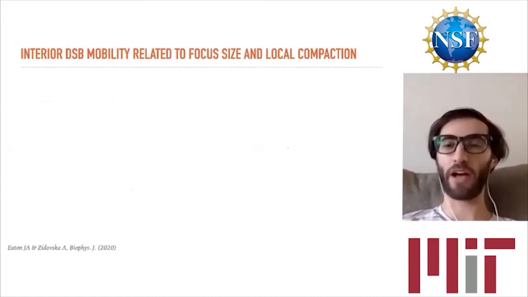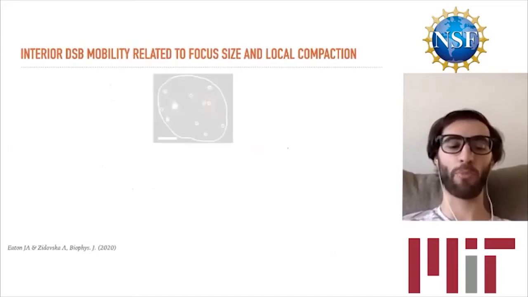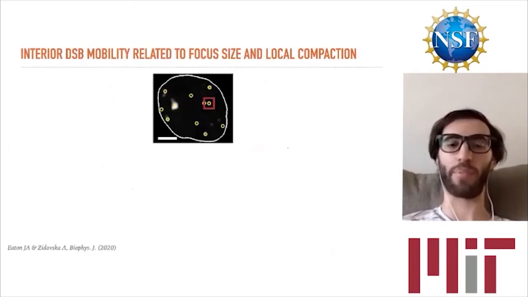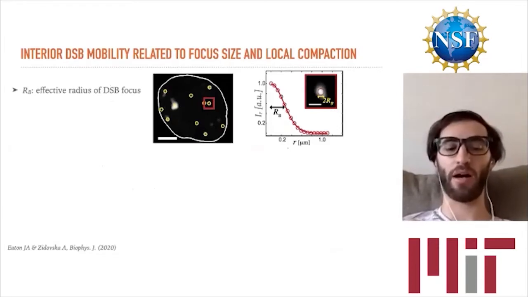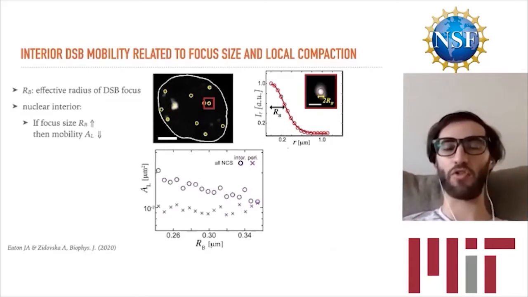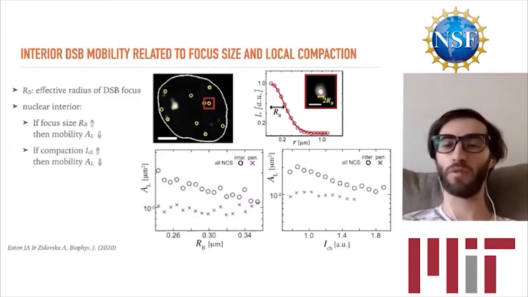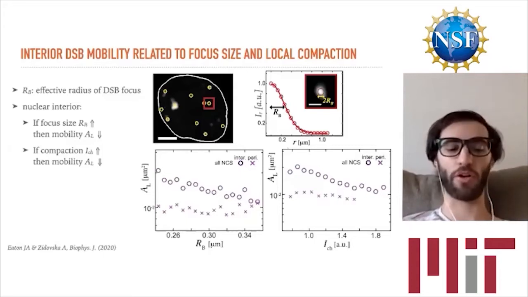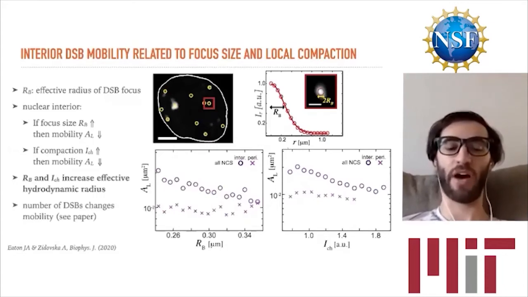So to complete our picture of all the factors that affect DNA repair foci dynamics, we introduce one more variable, the size of the repair protein aggregate, which we term R sub B, or RB, which is the effective size of our double-strand break focus. By comparing the mobility and size of each break, we find another relationship where the mobility decreases as you get larger and larger break foci, but this is really only the case in the nuclear interior. As mentioned in the previous slide, we also see that the mobility decreases with an increase in the local chromatin compaction, but again, this only occurs in the nuclear interior. So we see both the size of the break and the local compaction as two ways to increase the effective hydrodynamic radius of the break.